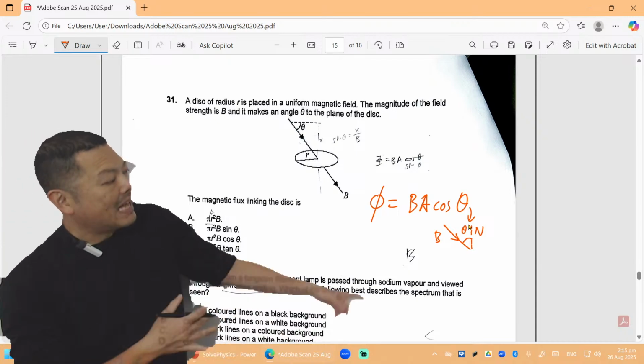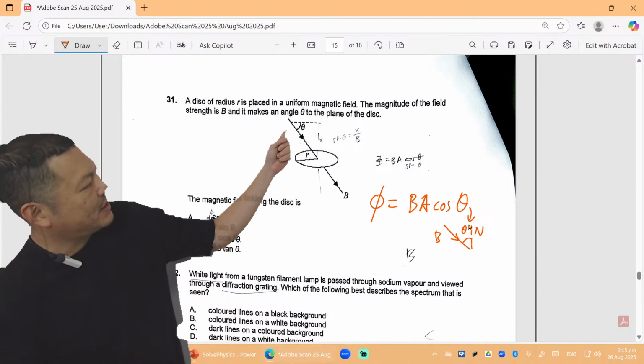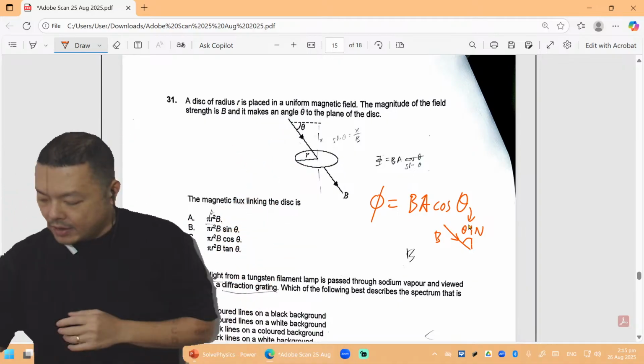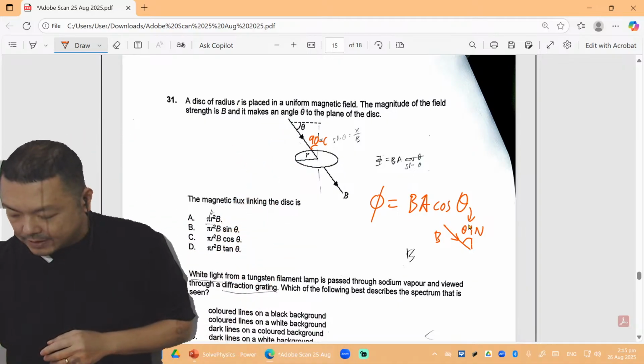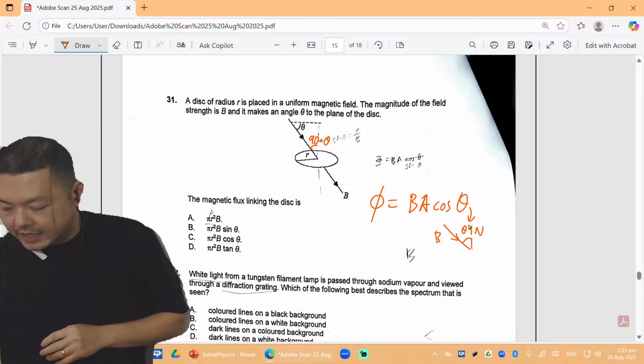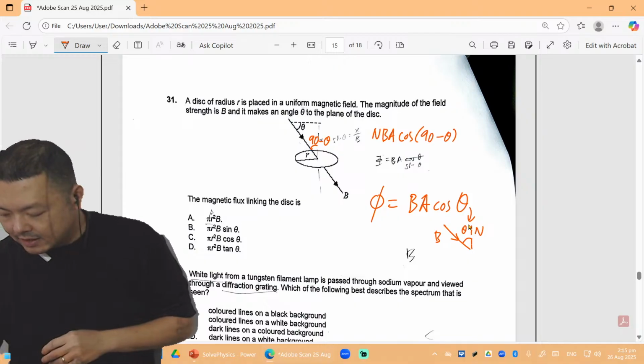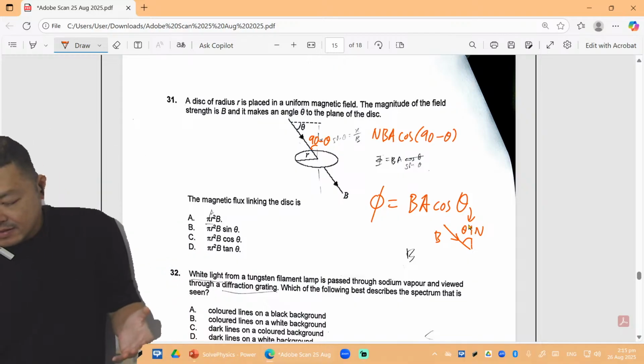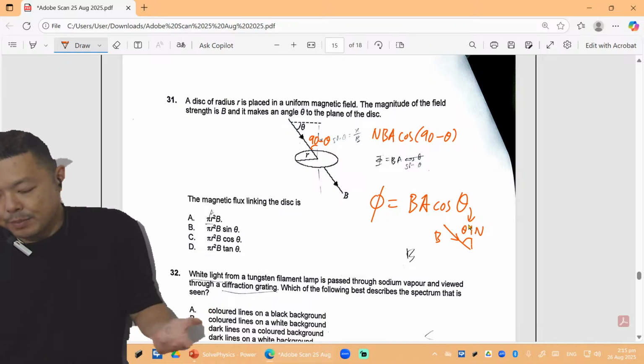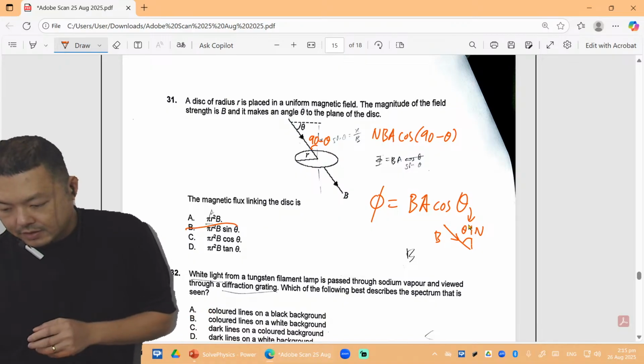But they didn't give you that theta. They gave you this theta instead, this angle here. So in a way, since this is 90 minus theta, the equation is NBA cosine of 90 minus theta, which then makes it sine theta, isn't it? So B is your answer here.